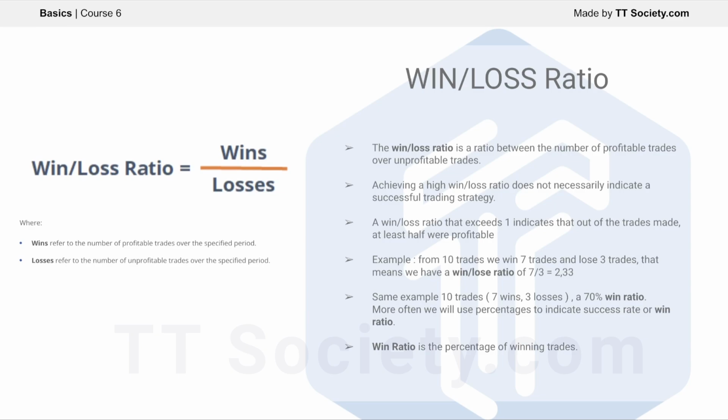For simplicity, we are going to use percentage numbers. As we can see down here, you're doing 10 trades, you're winning 7, you're losing 3. That's a 70% win rate. So more often, we're going to use percentages to indicate the success rate or win ratio of our trades. So focus on percentages here. Out of a total amount of trades, how many percent of the trades have you been winning?